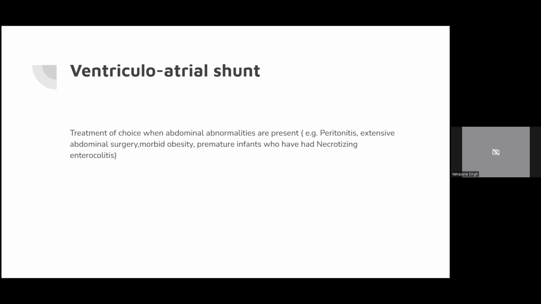It is a treatment of choice when there are abdominal abnormalities present, such as peritonitis, if the patient has had extensive abdominal surgery, if they are morbidly obese, and for premature infants who have had necrotizing enterocolitis that may lead to adhesions.